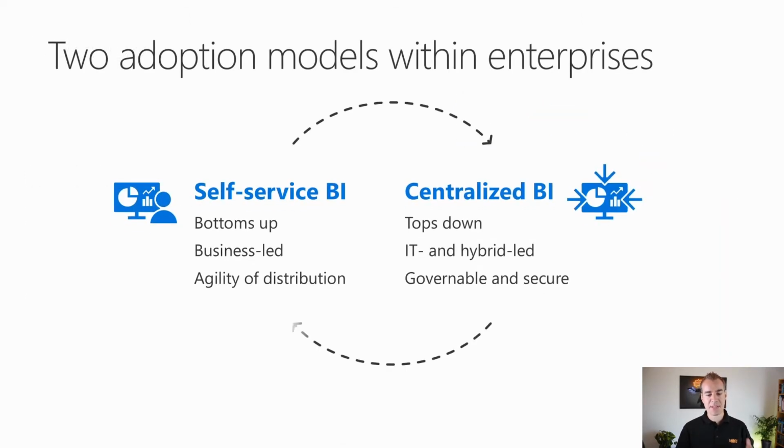So the biggest thing that we really want to talk about quickly here today is that what we see a lot is there are two adoption models within enterprises. We see self-service BI, bottoms up, business-led, agility of distribution, so really no IT is going to be there. And there's centralized IT, where it starts at the top, where the CTO decides, okay, I want to roll out Power BI to my whole organization. It is IT and hybrid led, and it needs to be governable and secure. It needs to be made governable and secure. Fortunately, Power BI is secure from the start. It can be made more secure when your IT team starts to get involved. And we'll talk more about that, what it means and what are some of the things you can do.